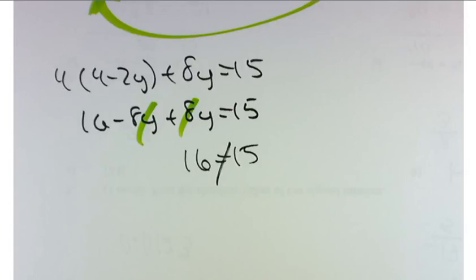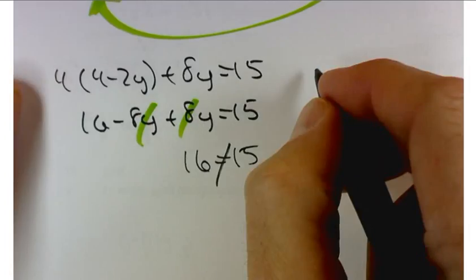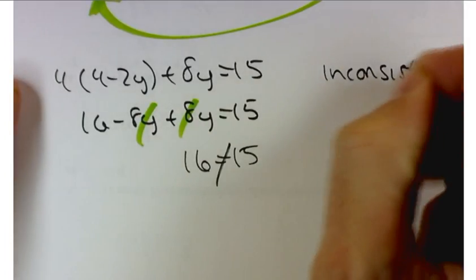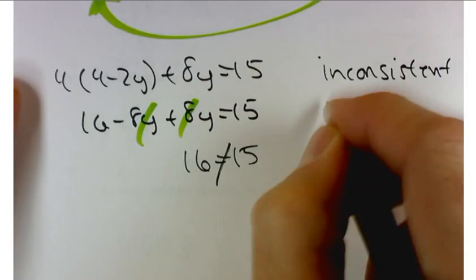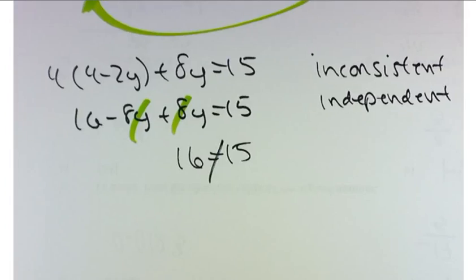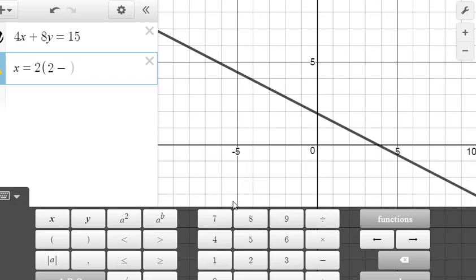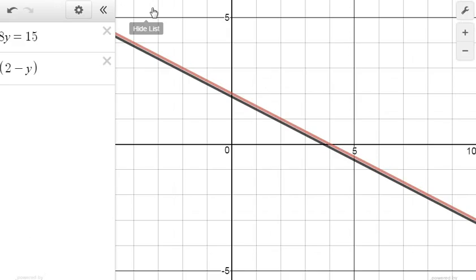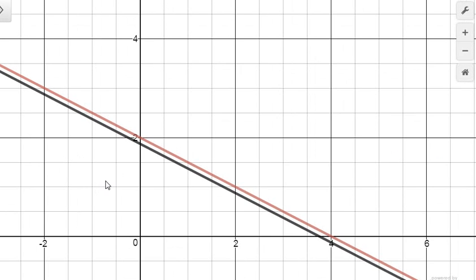There's no solution because they're parallel. They don't cross. So this is an inconsistent, independent system of equations. If you were to graph this, here's one line, here's the other line. Those two lines are one right on top of each, well, not quite right on top of each other. Let me see if I can zoom in a little bit. They're parallel lines. Kind of tough to see, but they're parallel lines. So there's no solution.